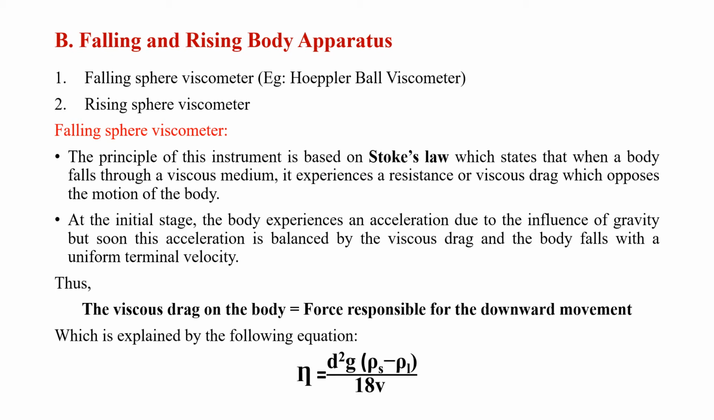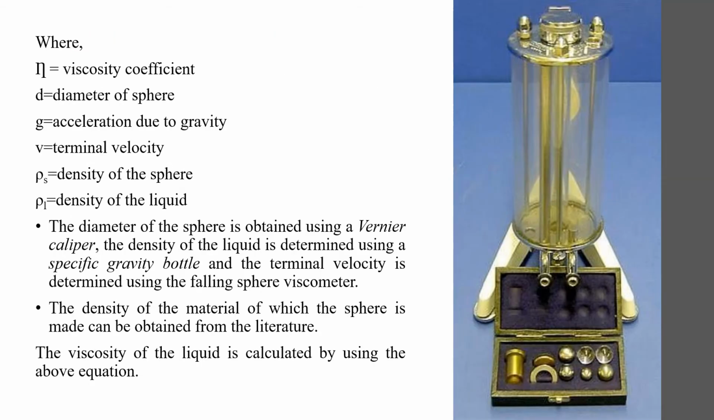Eta is equal to d square g into (rho s minus rho 1) by 18v. Let's see what the different parameters are. Before that, let's see how our falling body type of viscometer looks. This is the falling sphere viscometer.